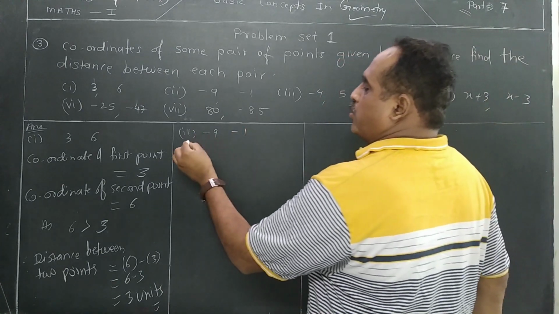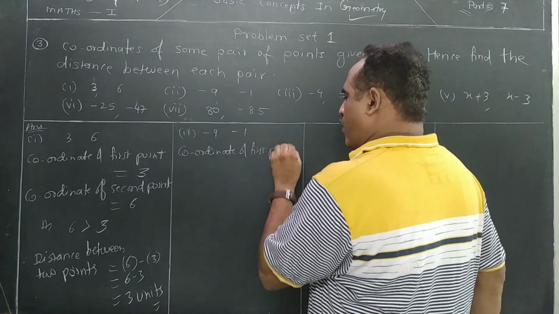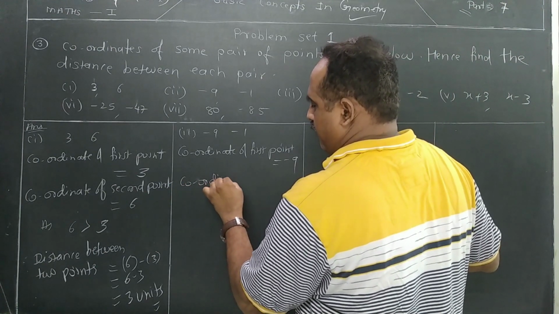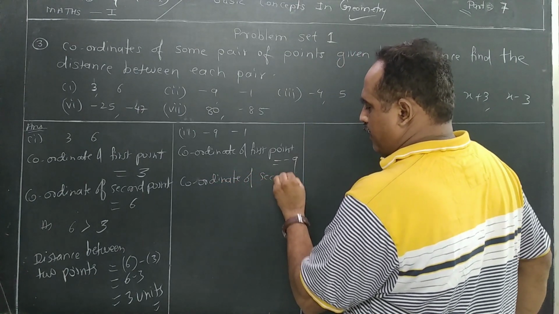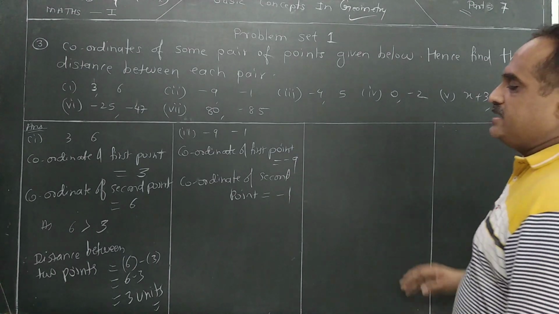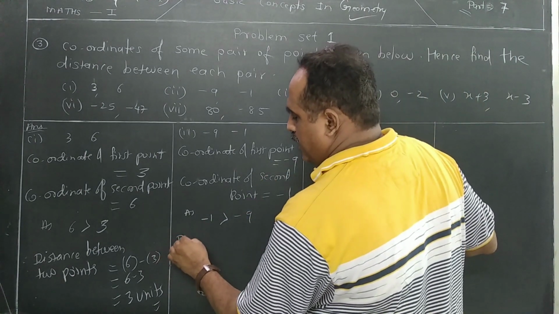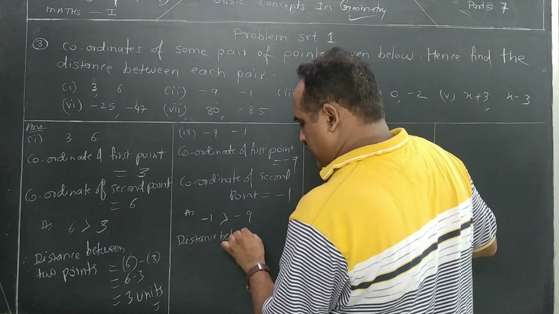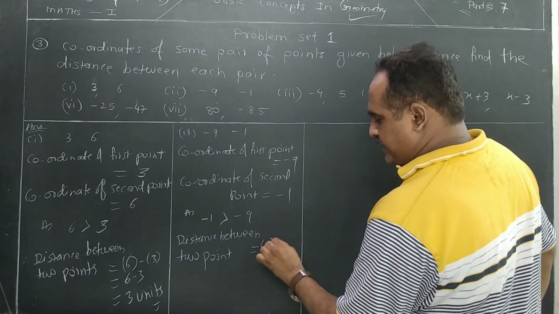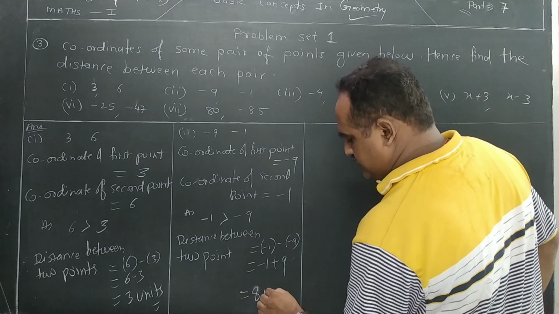Minus 9 and minus 1. So what are you going to write? Coordinate of first point is minus 9 and coordinate of second point is equal to minus 1. Now if you compare minus 1 and minus 9, I know that minus 1 is greater than minus 9. So what are you going to write now? Distance between 2 points is equal to minus 1 minus minus 9, that is minus 1 plus 9, is equal to 8 units.